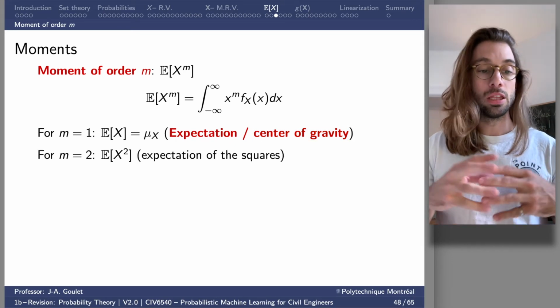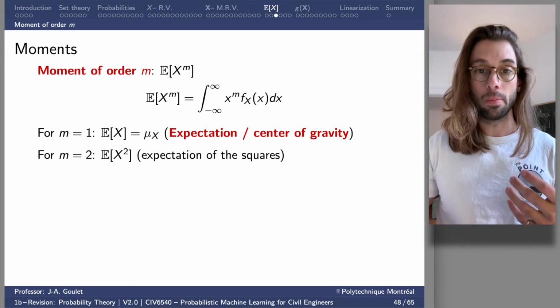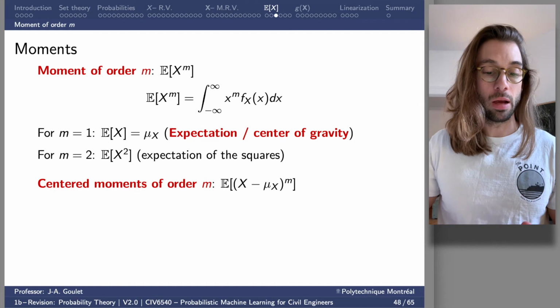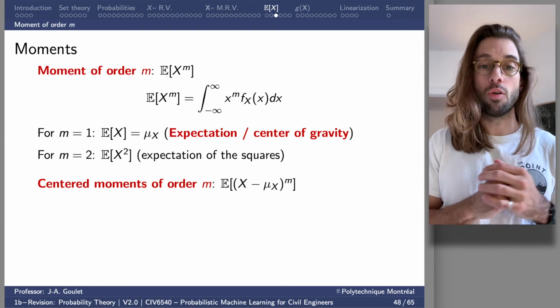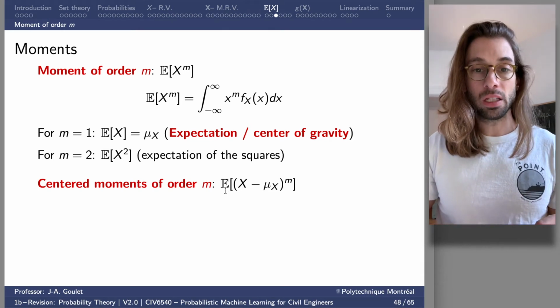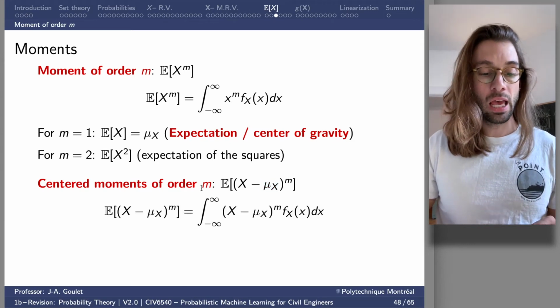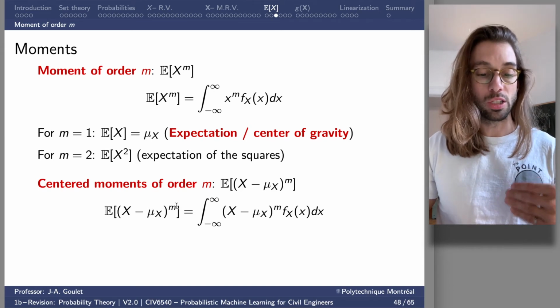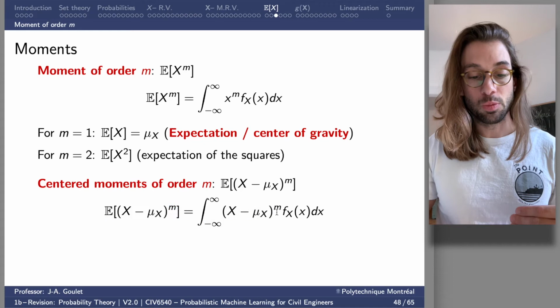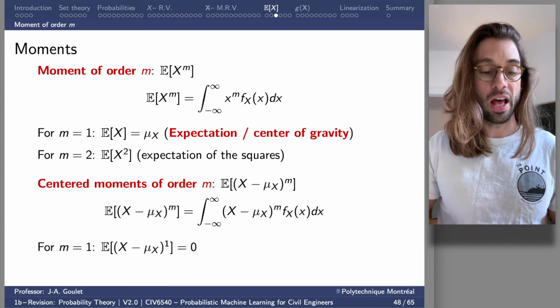Then if we take the moment of order 2, it's going to be the expected value of x squared, okay, the expectation of the square. We don't really care for now about this, but we're going to generalize this into the centered moment of order m, okay? So it's going to be the expected value of x minus mu x to the power m, okay? So in that case, if we generalize what we did before, the expected value of x minus mu x to the power m is going to be the integral of x minus mu x to the power m times the PDF of x. And we integrate this over all possible values of x.